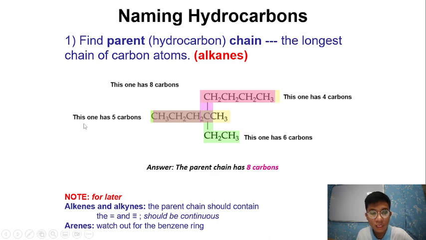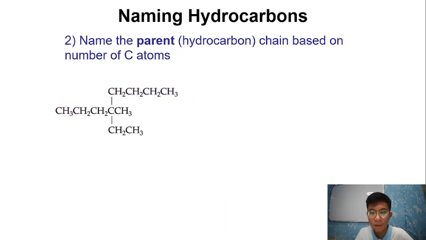later, sa ating discussion ng alkenes and alkynes, dapat yung double bond or the triple bond, again, it should be continuous or it should be the longest chain. For aromatic, yung bond ay yung benzene ring. Na-introduce ko naman kayo last time na yung benzene ring natin yung parang piatos na may alternating double bonds. Okay.